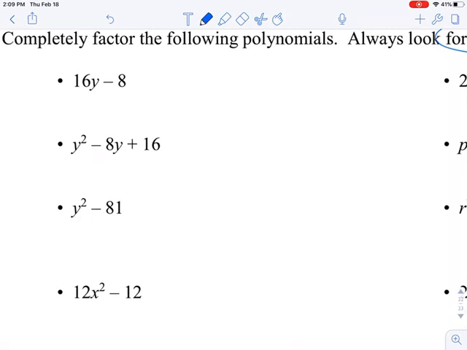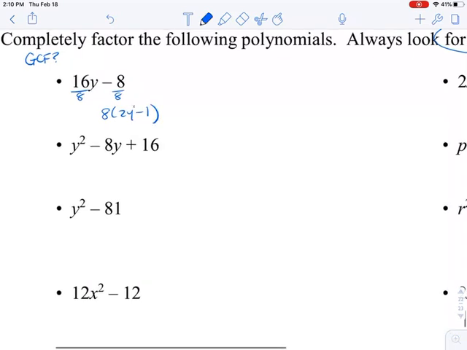So we should always question, can we remove a GCF? Yes, we can. We can divide by 8. So this becomes 8 and 2y minus 1. Now this is an exponent of 1, so we don't need to do anything further than that.